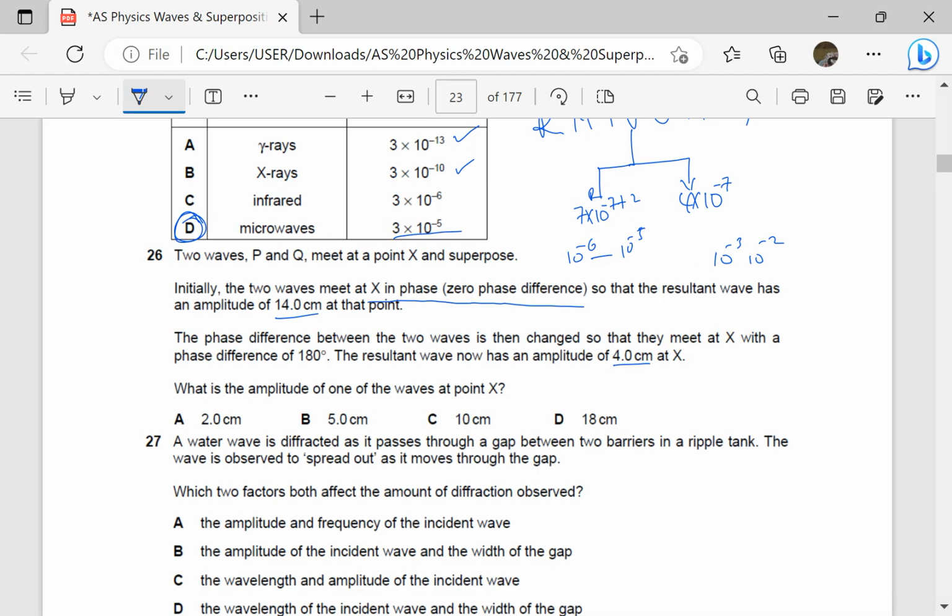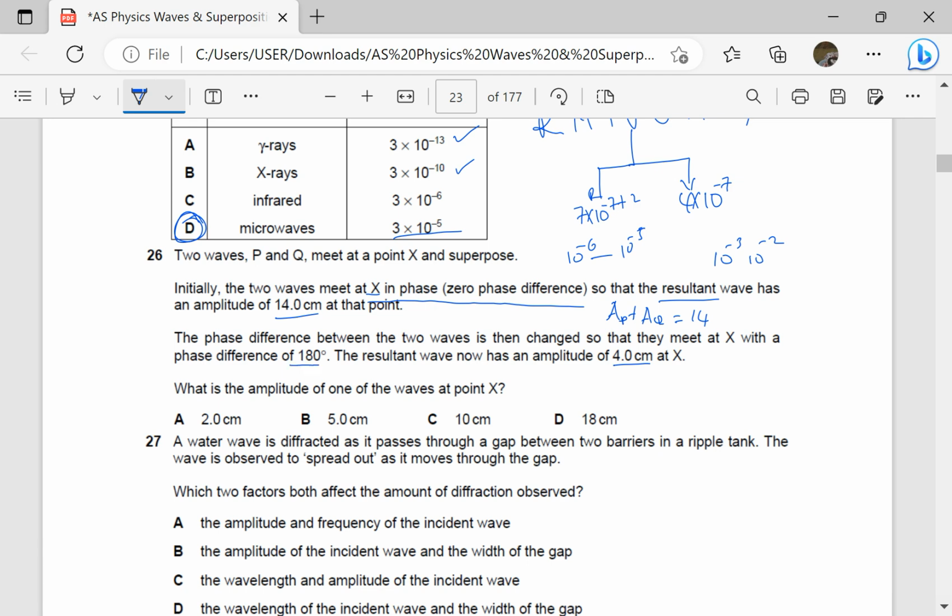Okay. So initially the two waves meet at X in phase. So let's use the principle of superposition. Let's use P and Q. So the amplitude of P, AP, plus AQ should give us 14, because they arrive in phase, the crest adds up with the crest, the trough adds up with the trough, so the amplitudes add up algebraically like that.